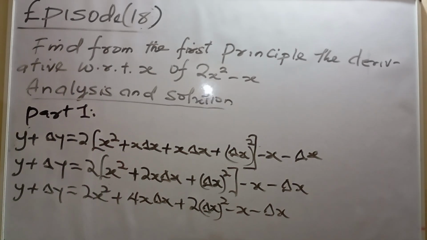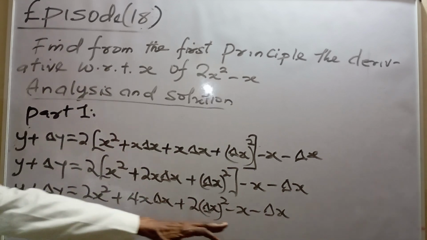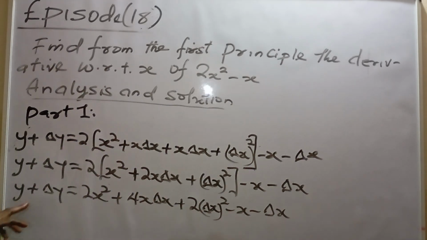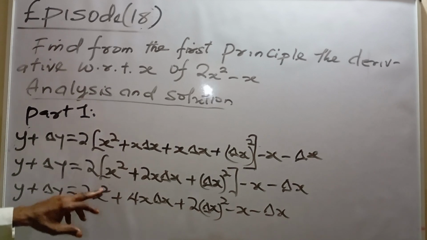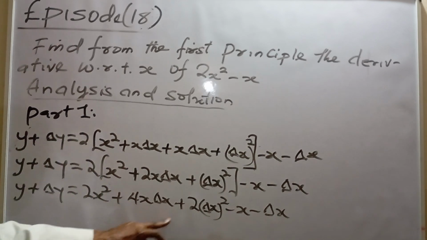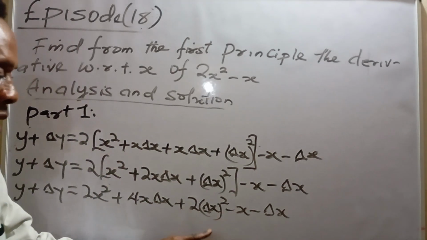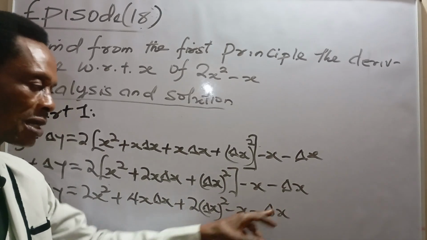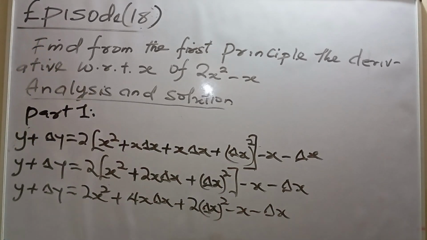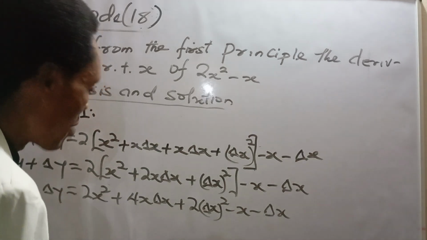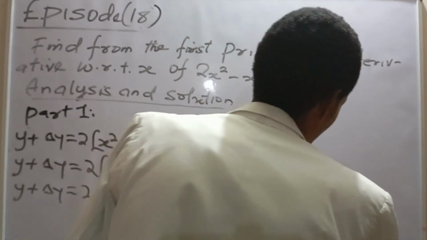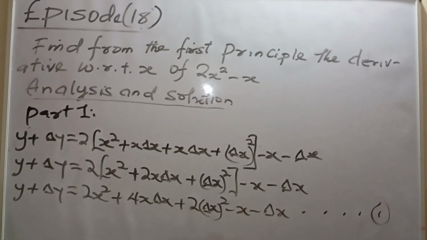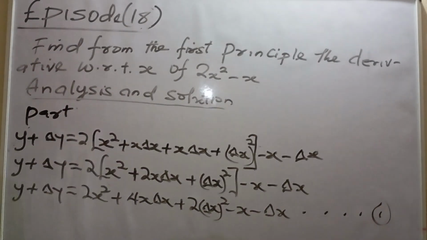Okay, I want us to start with part 2. So this is where we stop part 1. So y plus delta y equals 2s squared plus 4s delta s plus 2 open bracket delta s squared close bracket minus s minus delta s. Okay, so take note of where we stop here. So let me give you this as our last equation 1. Then now let's turn to part 2.